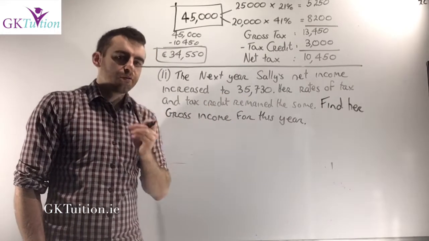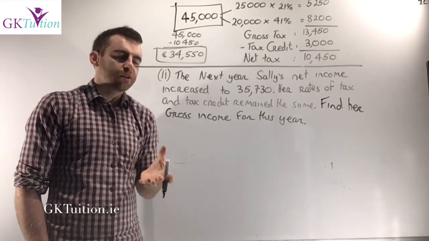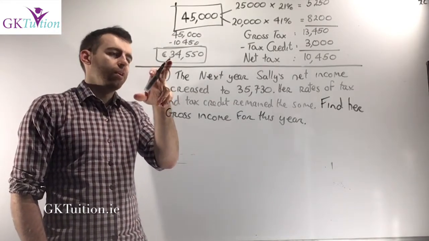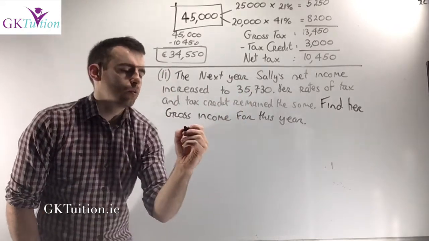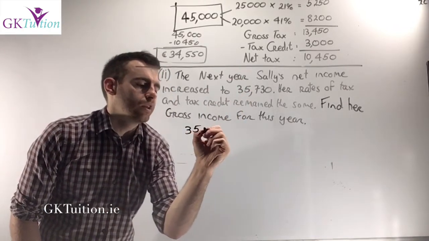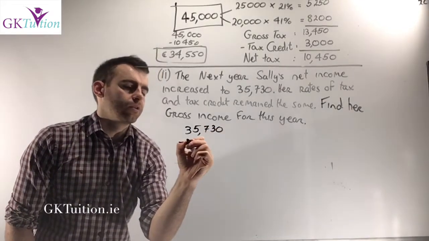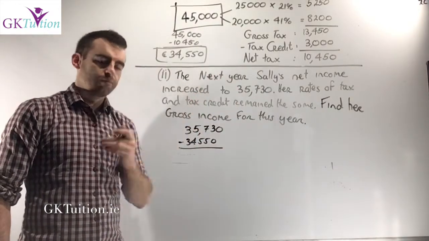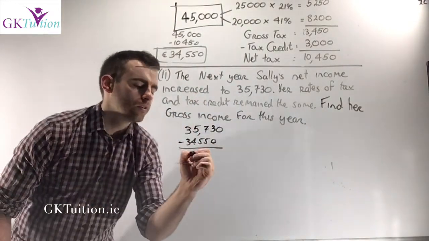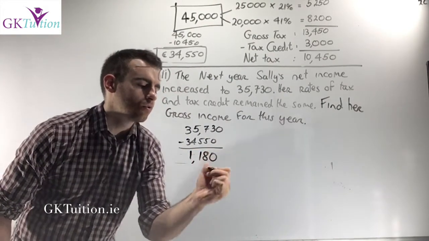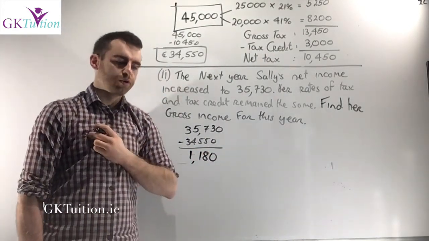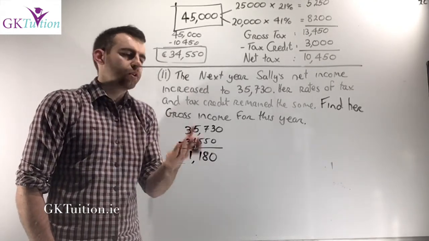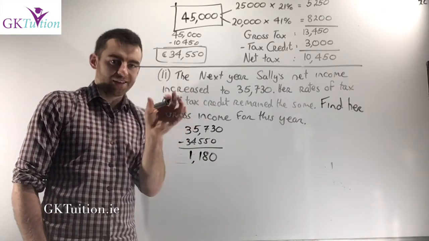But now the next year, her net income is €35,730. So the first thing that we should do is work out how much her net income has increased by. It was 34,550 and it's now this figure. So to work out how much her net income has increased by, we just subtract the two figures. We just take 34,550 from what we were given in part 2. If we subtract these two figures, we work out that the increase in her pay was €1,180. She has received an extra €1,180 net income.